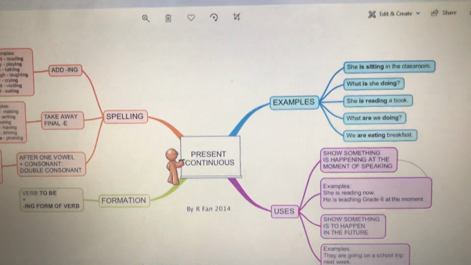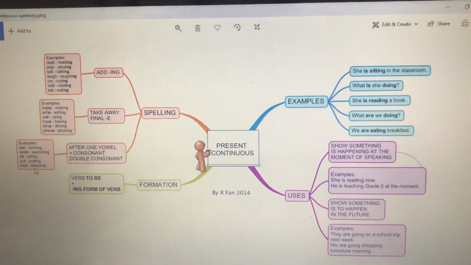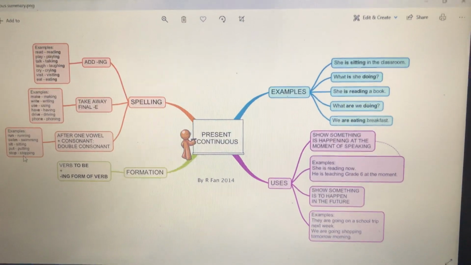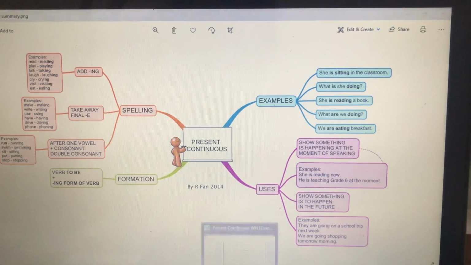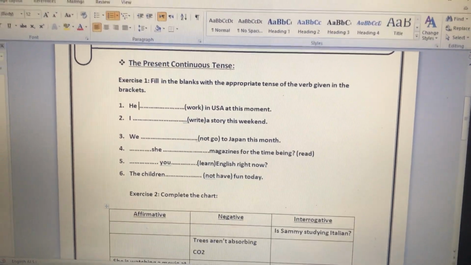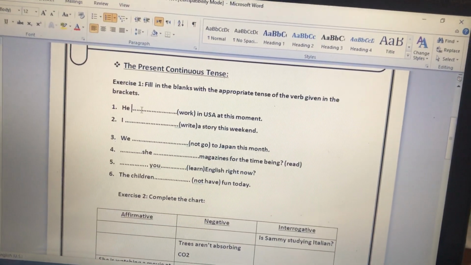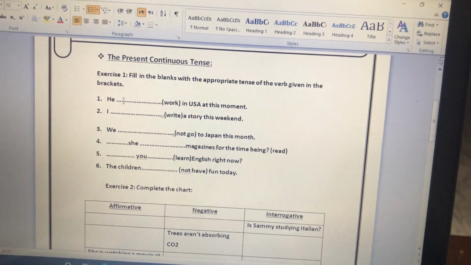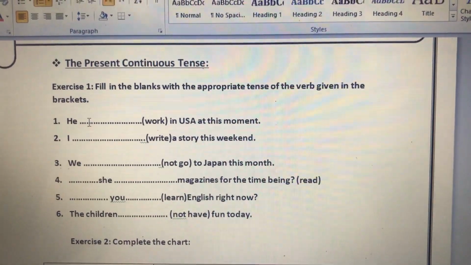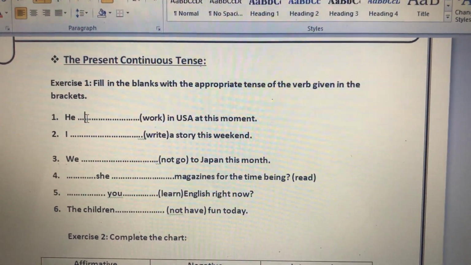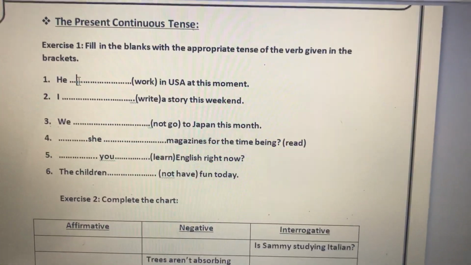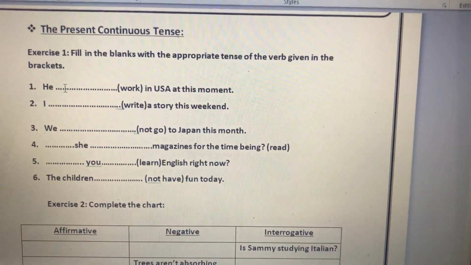This was our summary regarding the present continuous, and now we'll move to take a couple of exercises and see if we understand what we were talking about. So exercise number 1, fill in the blanks with the appropriate tense of the verb given in the brackets. And here you have to remember the uses in order to know how to solve this exercise.